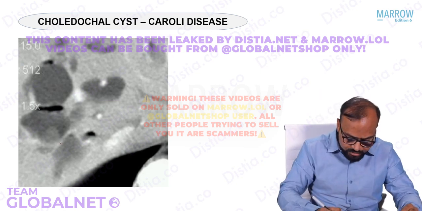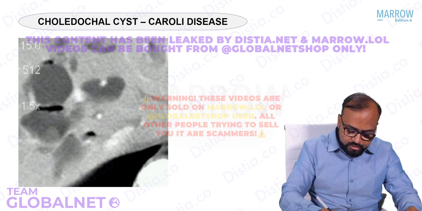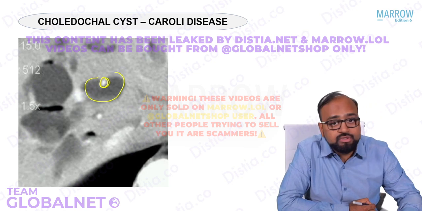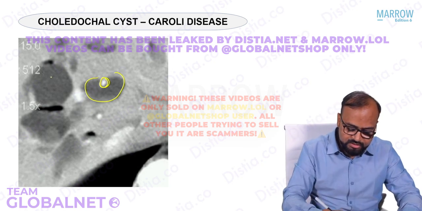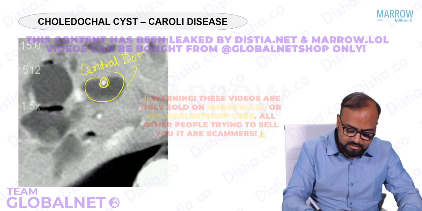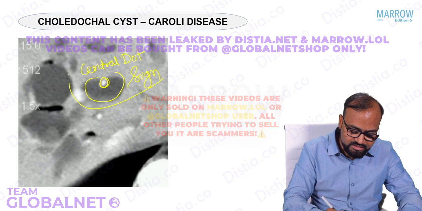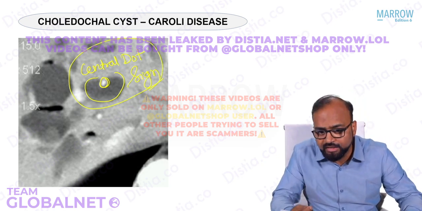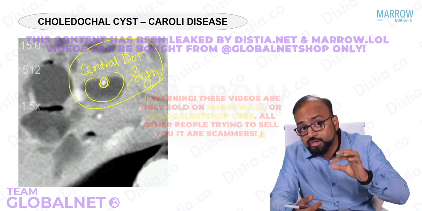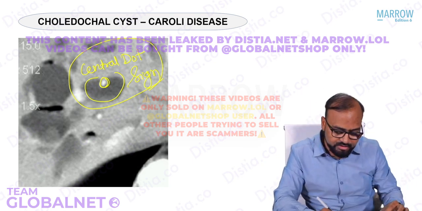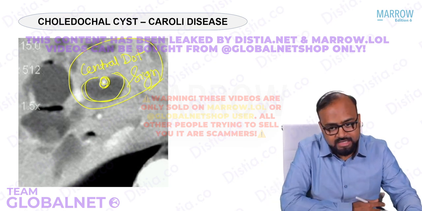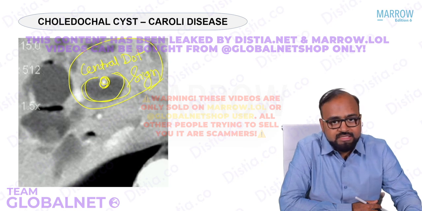So see, the intrahepatic biliary radical is dilated right here, and there is a vessel within it, isn't it? This is a portal vein branch. So this is what is called the central dot sign seen in Caroli's disease, which is nothing but a dilated intrahepatic duct with a central portal vein radical within it. This is called the central dot sign. This is the feature of Caroli's disease.